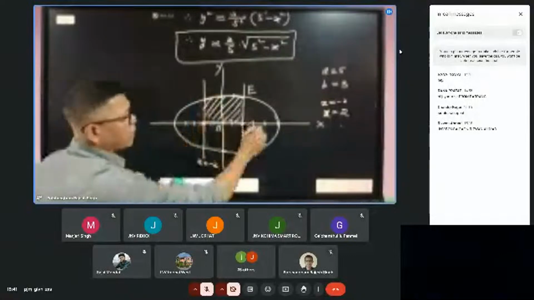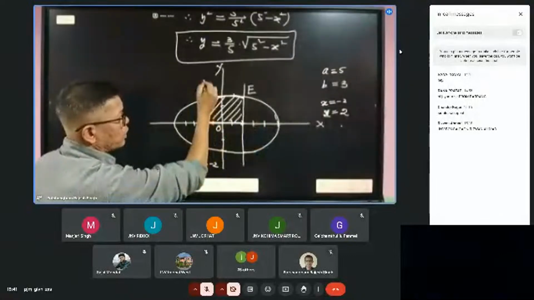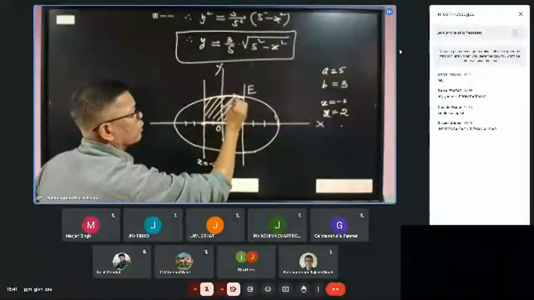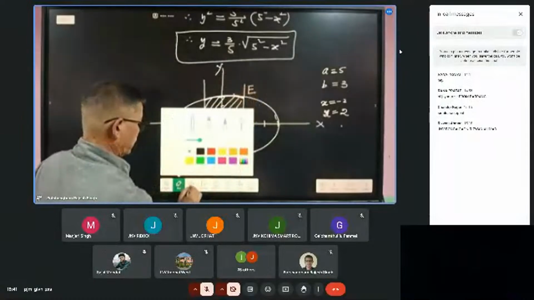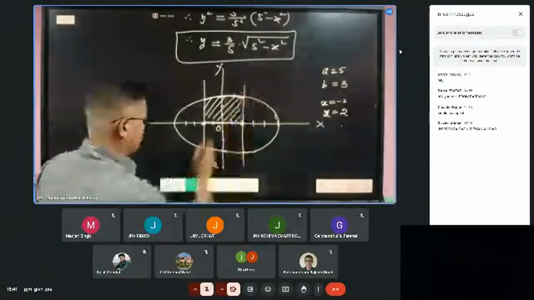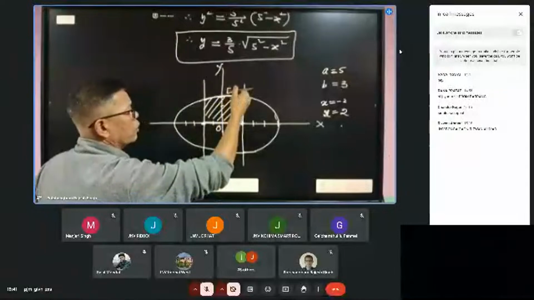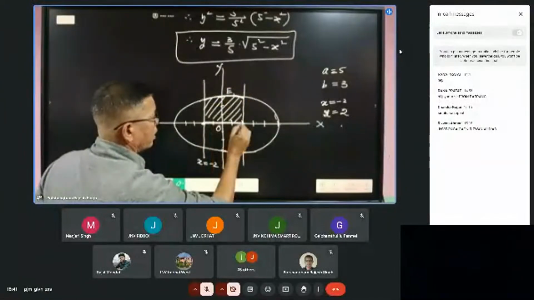So the boundary lines are already given by the question, from -2 to 2. Okay, -2 to 2 is here. And I repeat once again, this is the curve. Your curve is E, which is an ellipse, and this will be closed. This will be bound up to the x-axis, and between these two boundary lines.